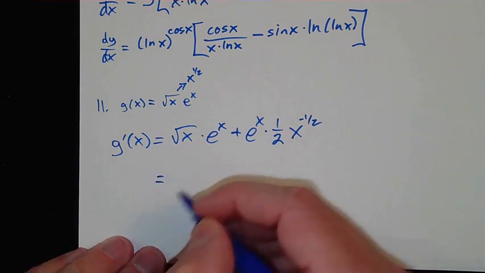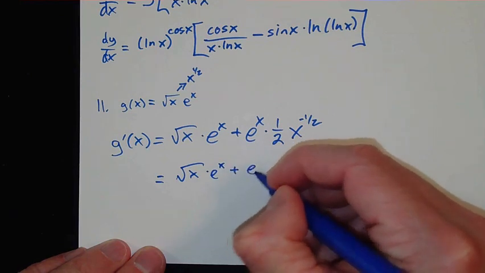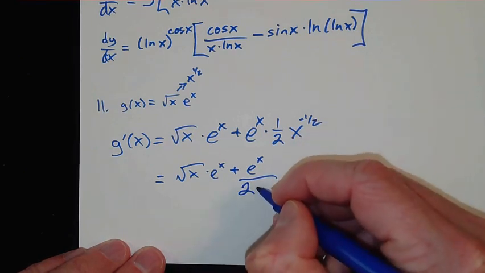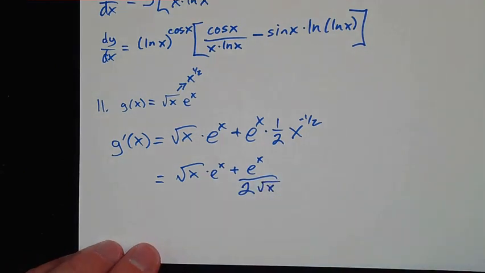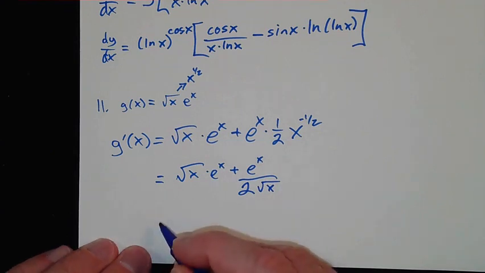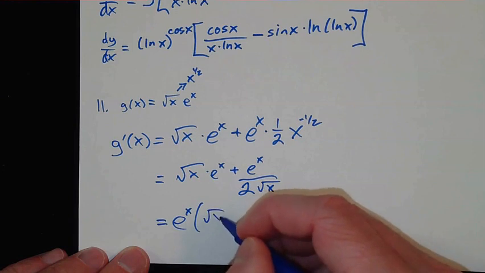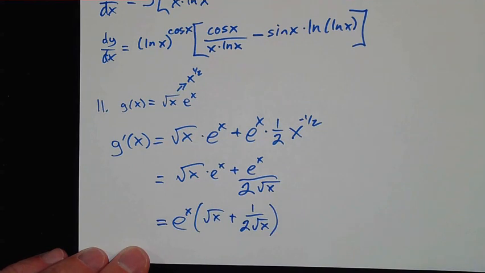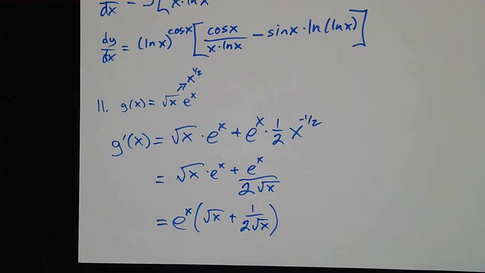And then a little bit of simplifying that I can do here. I can say that this is the square root of x times e to the x. I noticed another e to the x over here, so maybe I'll factor out that e to the x. I've got a 2 in the denominator, and x to the negative 1/2 is the same as 1 over x to the 1/2, or 1 over the square root of x. Maybe I'll just factor out that e to the x, and I'll be left with the square root of x plus 1 over 2 root x. Tempting to combine these two into one, but I think I'm getting ahead of myself if I start going in that direction.